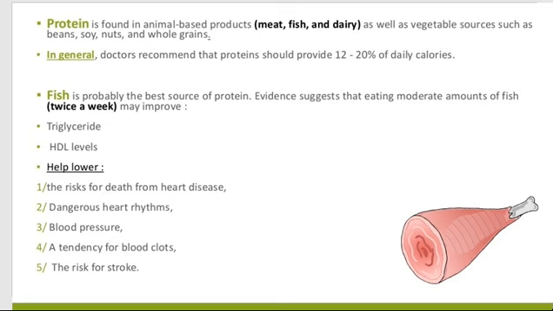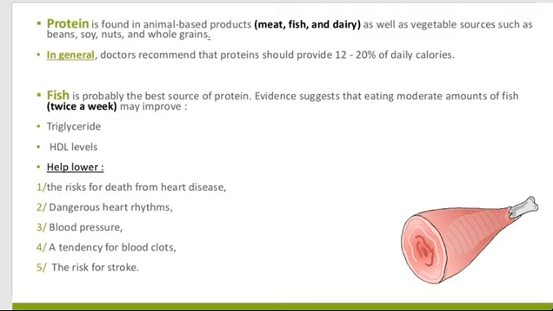Proteins. Protein is found in animal-based products, meat, fish, and dairy, as well as vegetable sources such as beans, soy, nuts, and whole grains. In general, doctors recommend that protein should provide 12 to 20% of daily calories. Fish is probably the best source of protein.